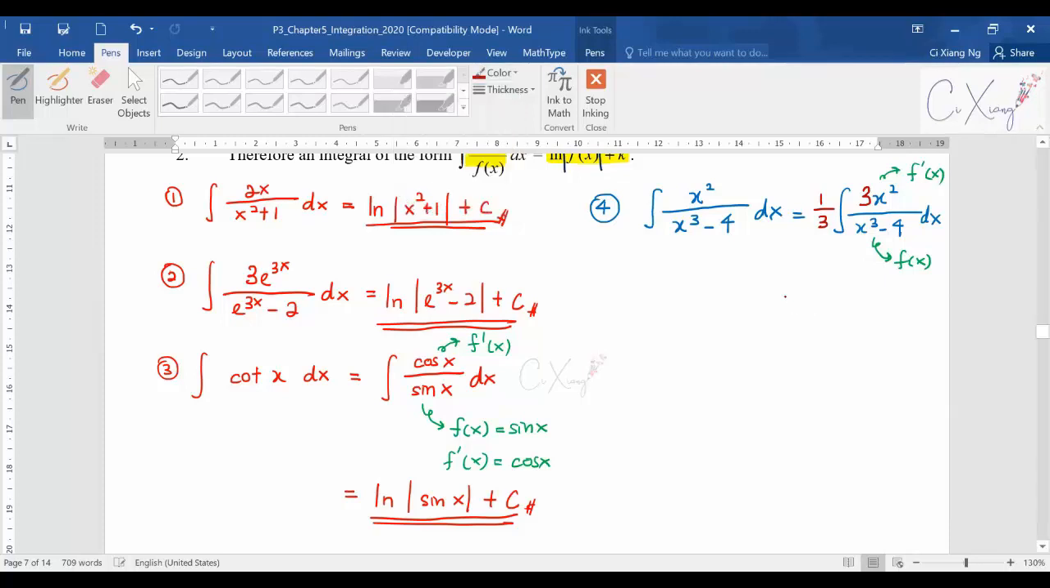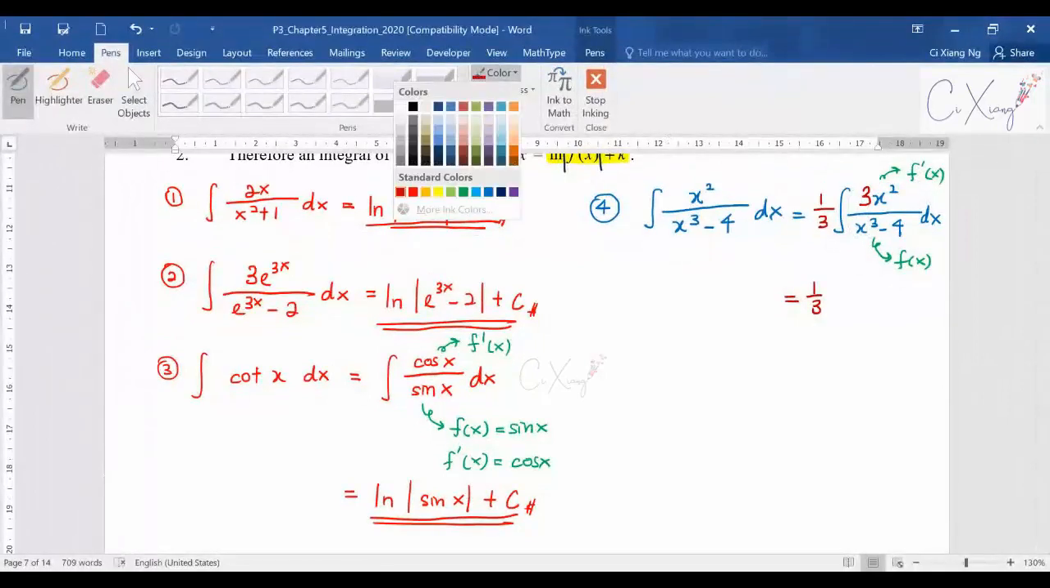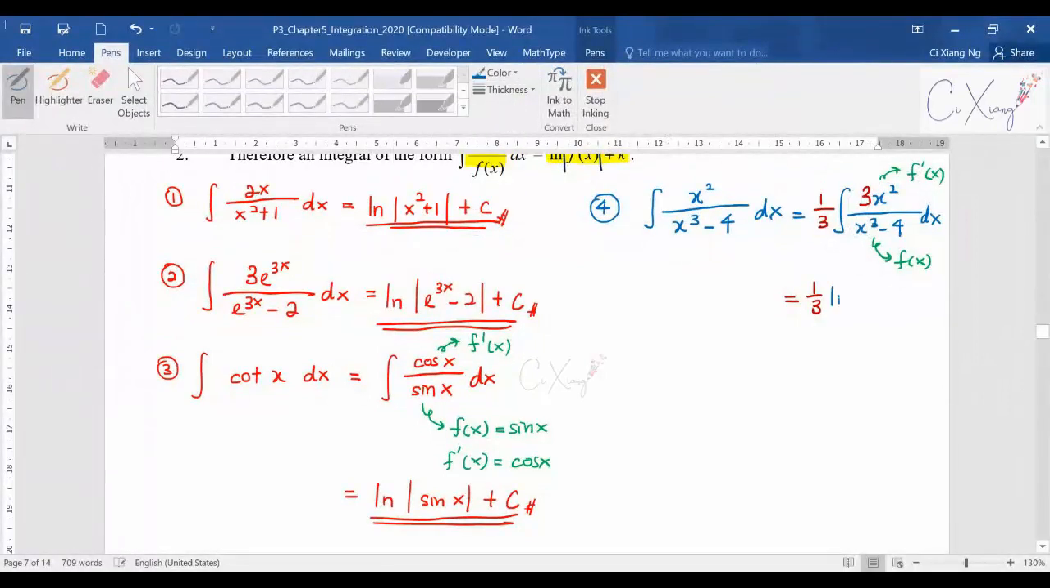Okay, so what do I get now? The 1 over 3 you just copy because you did the adjustment just now, right? So the 1 over 3 you just copy. You focus on the f prime x over fx pattern here. So after you do the integration, you should have ln fx. So what is the fx here? X power 3 minus 4. And then the whole thing plus c.